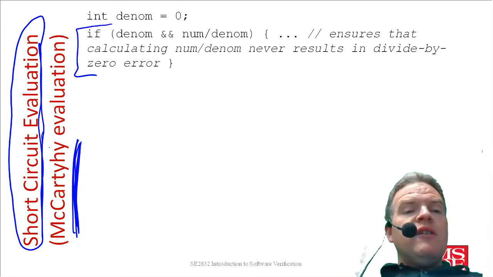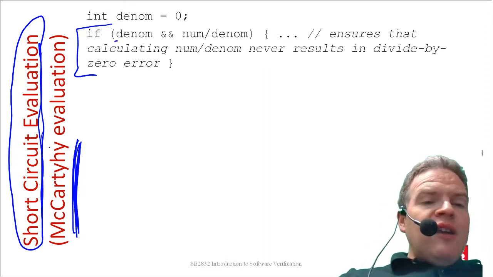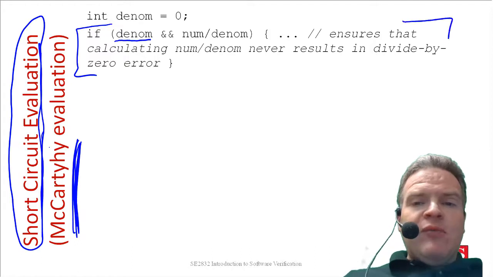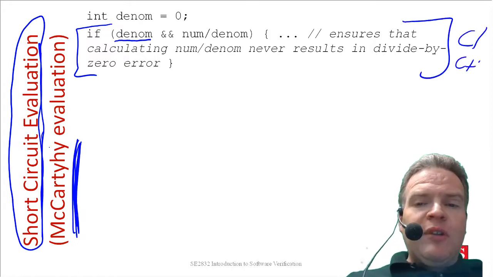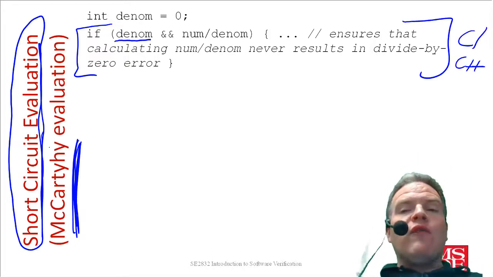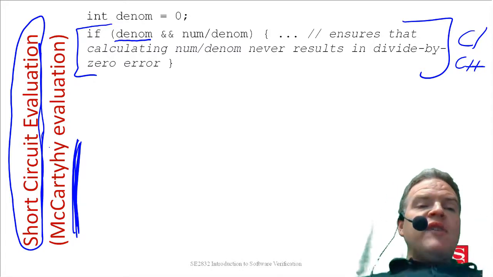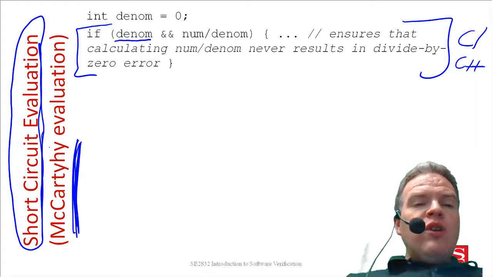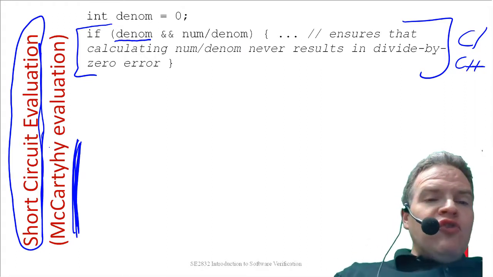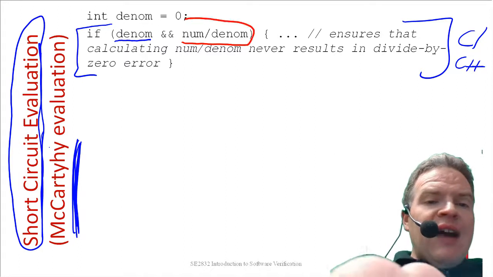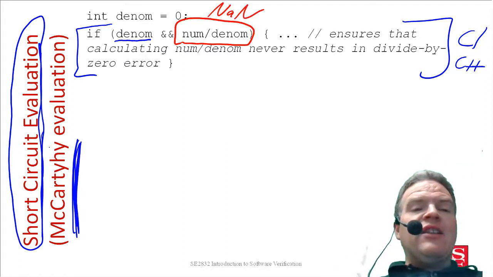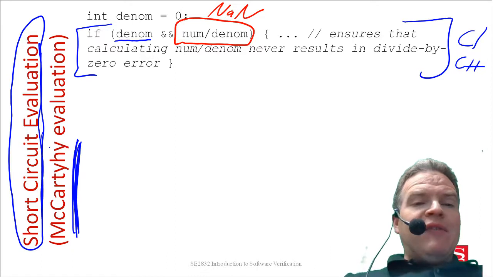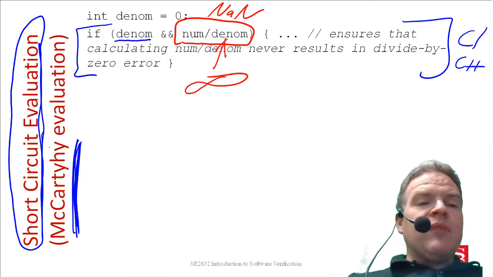If denom, and num divided by denom: this piece that I'm showing you is a segment of C or C++ code. This would not work for Java. What we do with this first part is ensure that this is not going to result in not a number, because if denom is ever 0, this is going to go to infinity.